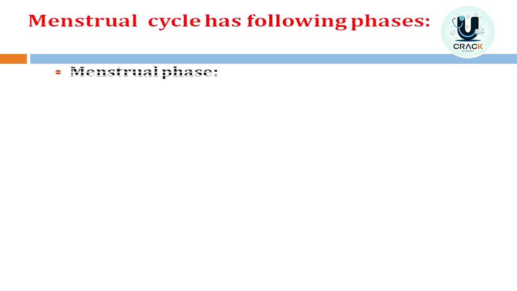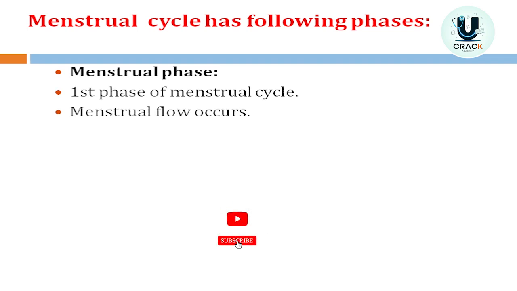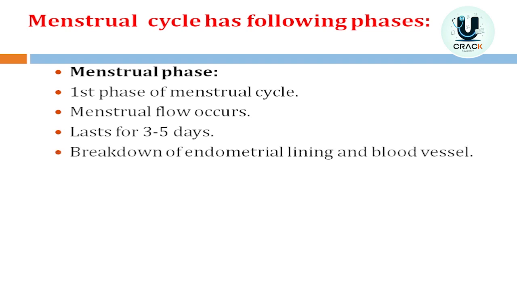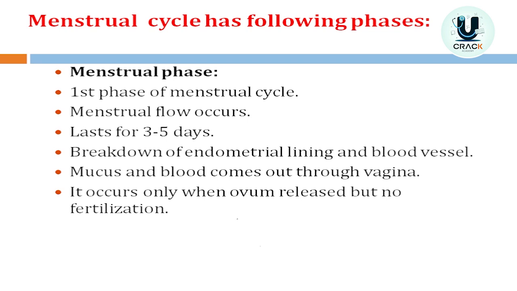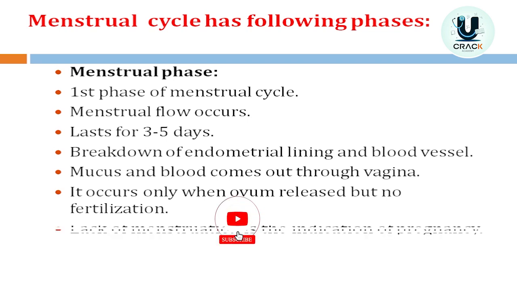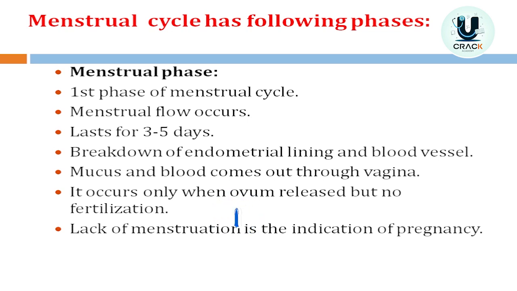The menstrual cycle has the following phases. First is the menstrual phase: menstrual flow occurs, lasting 3 to 5 days, with breakdown of the endometrial lining and blood vessels. Mucus and blood come out through the vagina. It occurs only when the ovum is released but there is no fertilization. Lack of menstruation is an indication of pregnancy.